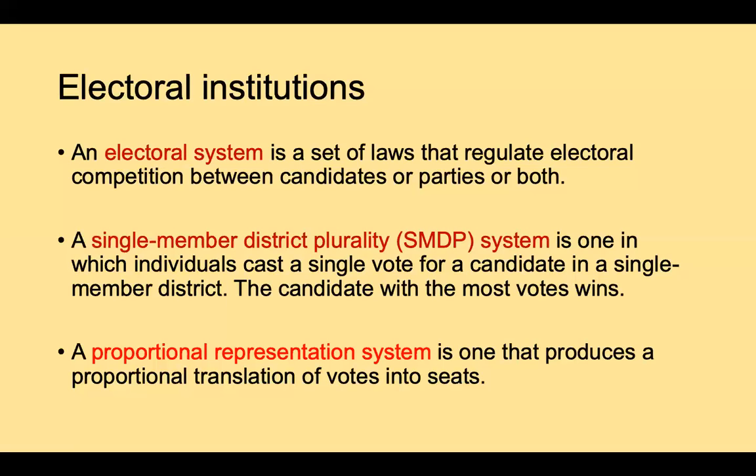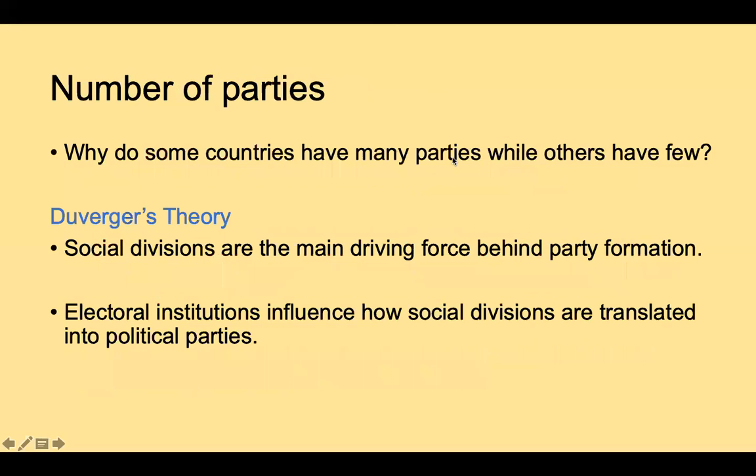So in a given district, if there are 5 parties and each of those parties wins 20% of the vote, each one gets 20% of the seats. It's not winner take all. They divvy up the seats based upon the proportion of the vote that the candidate or the party won. Very different than an SMDP system. These differences matter a great deal because they shape the incentives of both voters and parties. And we're going to talk about how that works.